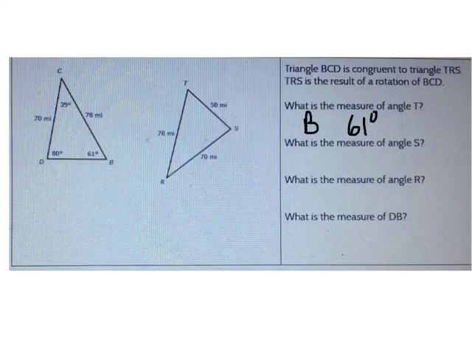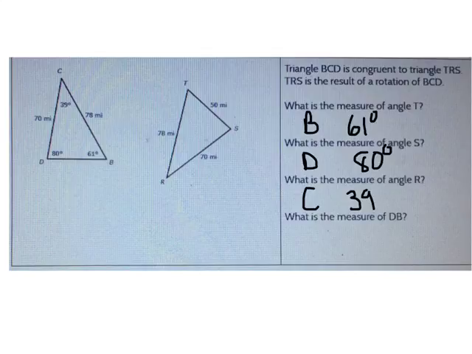What's the measure of angle S? Which angle does S correspond to? S corresponds to D. So what's the measure? It's 80 degrees. What's the measure of angle R? Angle R corresponds to which angle? Angle R corresponds to angle C. So what's its measure? It's 39 degrees.